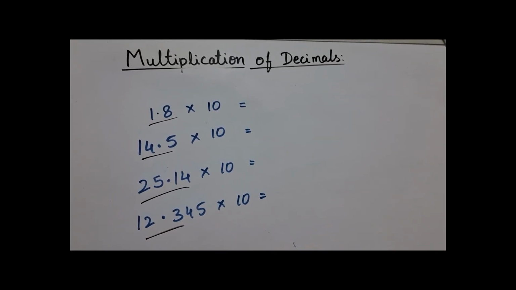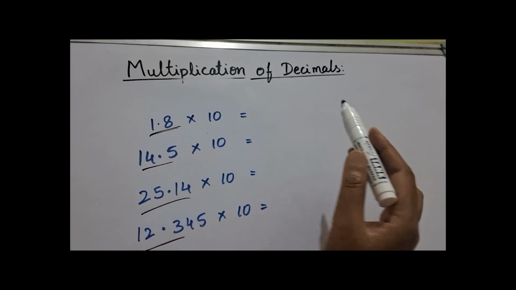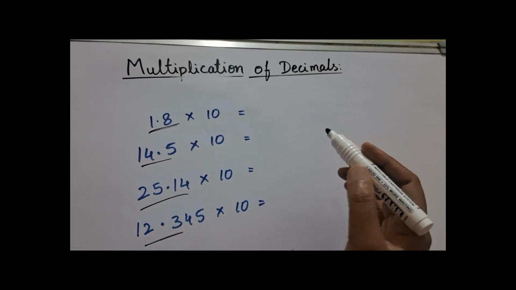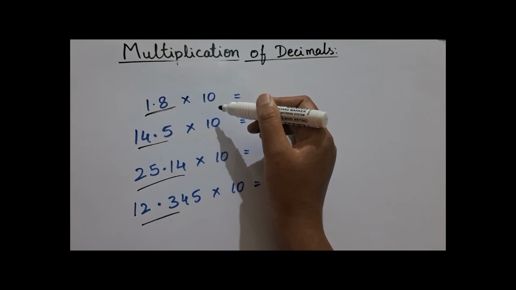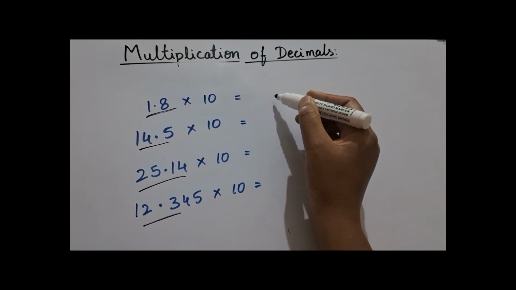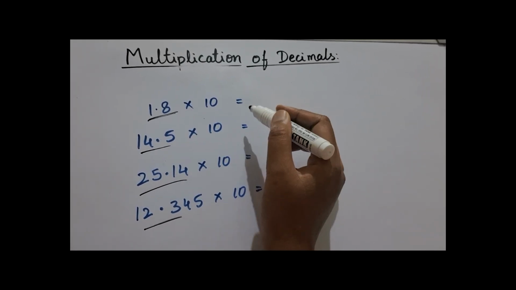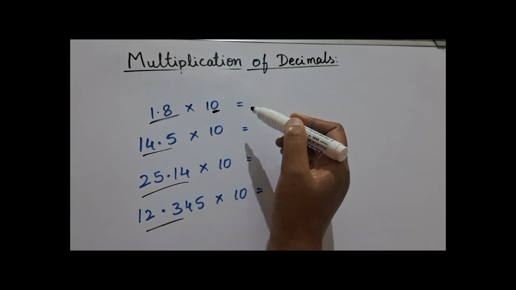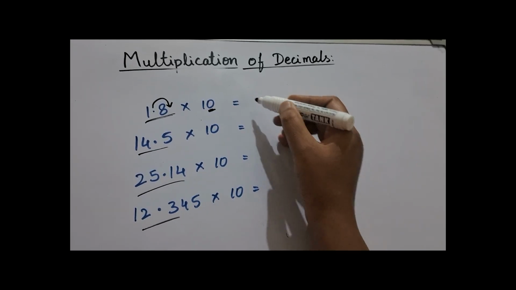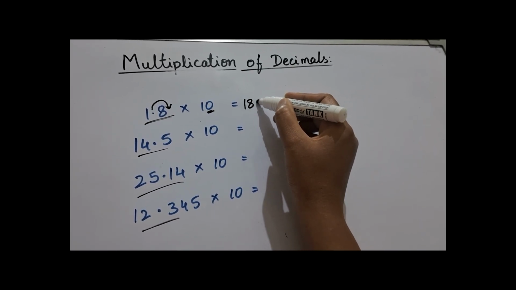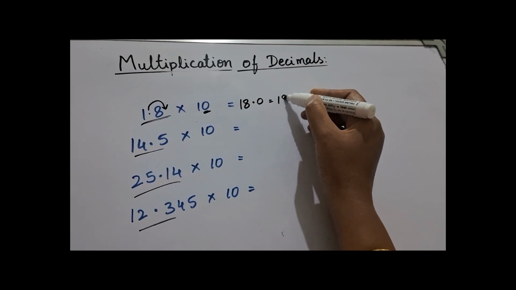From the previous examples, we have seen, children, when a decimal number is multiplied with 10 or 100 or 1000 or 10,000, the powers of 10, then without doing the actual multiplication, we can directly write the answer. It is as simple as this. Suppose 1.8 into 10 is there, then 10 is having how many zeros? Only 1 zero. That means the point jumps 1 digit this side, then it becomes 18.0.